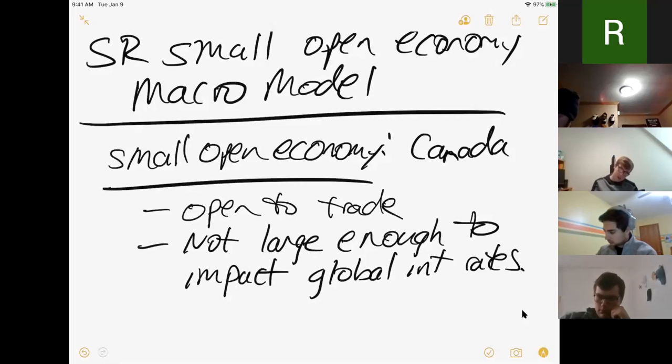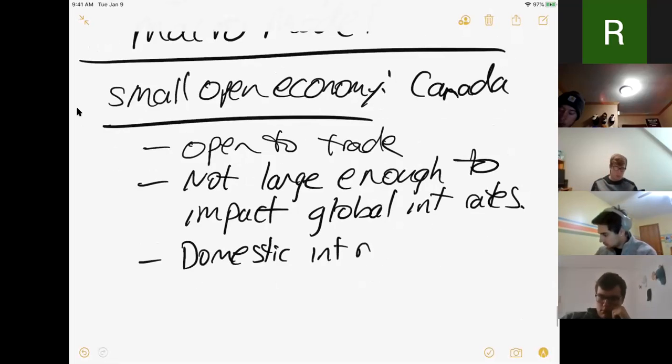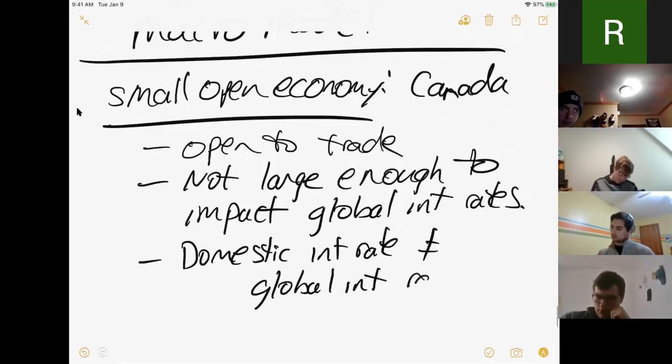Canada is not big enough to impact global interest rates. So we can think about a world in which the domestic interest rate is something different than the global interest rate. And you might be able to see now, if this is the model that we want, why this isn't necessarily directly applicable to the US. Because for the US, there's not such a clear distinction between the domestic interest rate and the global interest rate.